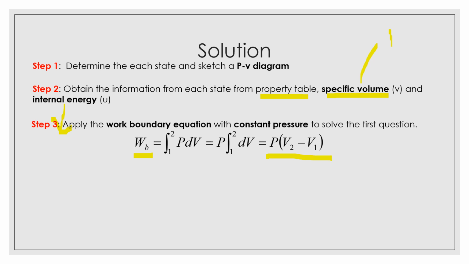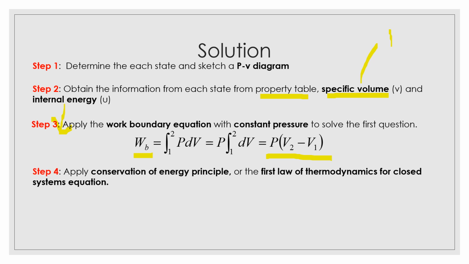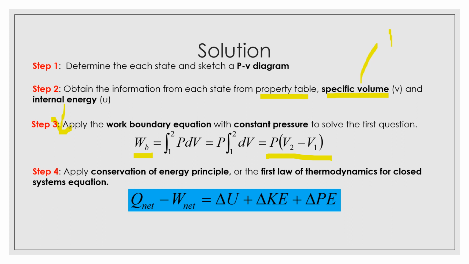P, pressure, in bracket V2, or volume at state 2, minus volume at state 1. And then the last step, apply the conservation of energy principle, or first law of thermodynamics, for closed system equation. So this is the equation: Q net minus W net equal to delta U, or internal energy, plus delta KE, or kinetic energy, plus delta PE, for potential energy.